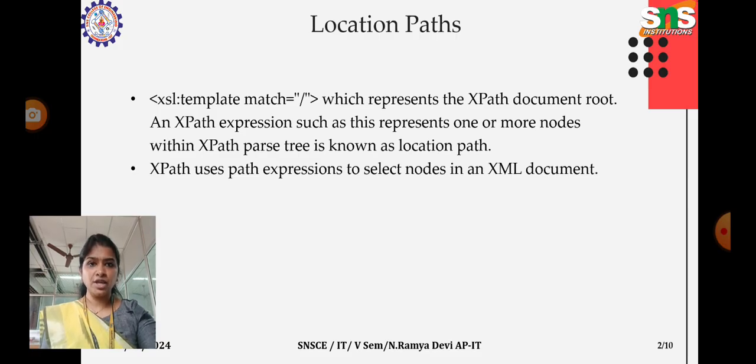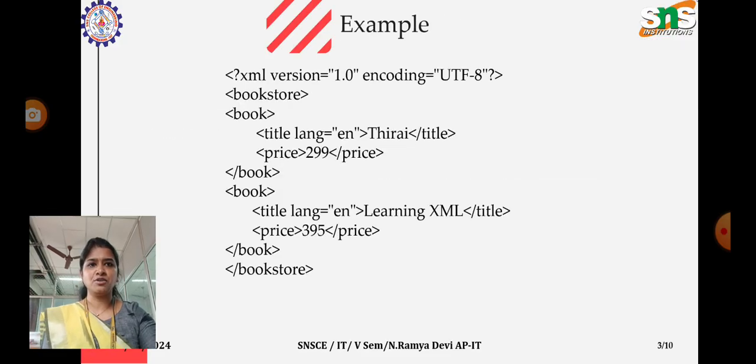So these are the location paths which we will specify in the XSLT for traversing through the XML document. Here xsl:template match equals slash, which represents the XPath document root, and an XPath expression such as this, which represents one or more nodes within the XPath parse tree, is known as a location path. So XPath uses path expressions to select nodes in an XML document.